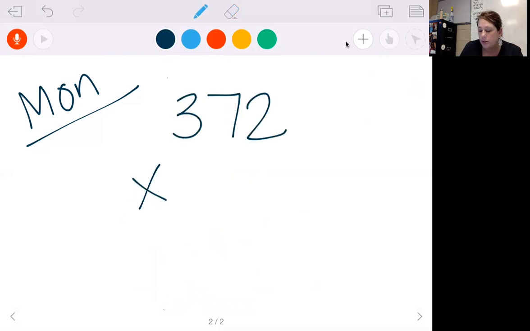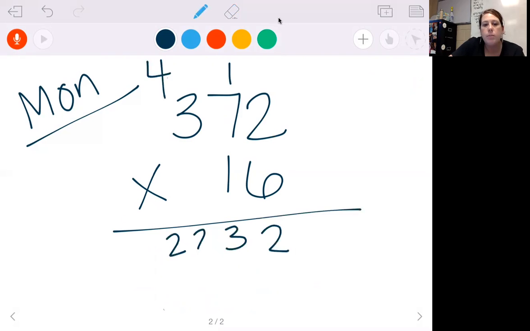Okay, 6 times 2 is 12. Put my 2, carry my 1. 6 times 7 is 42, plus 1 is 43. Carry my 4. 6 times 3 is 18. 18 plus 4 is 22. I'm trying to let it catch up. It's not wanting to catch up. There we go. Then I'm going to put my placeholder 0, and you can cross out those numbers at the top to make it easier.